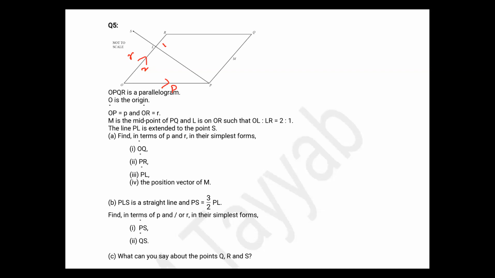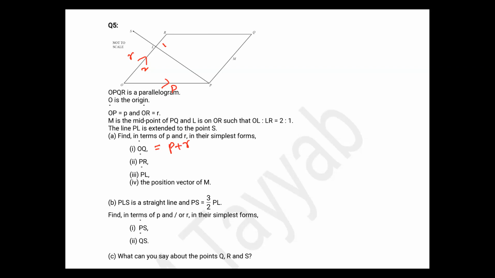See, if you want to find vector OQ, the path should be to move from O to P. And what is O to P? It's vector P. And then P to Q. And what is PQ? It's R because it's a parallelogram. If this is R, then that is also R. So OQ is simply P plus R or R plus P.